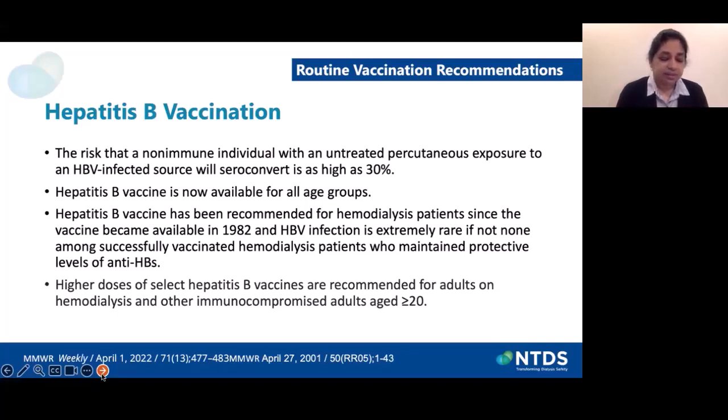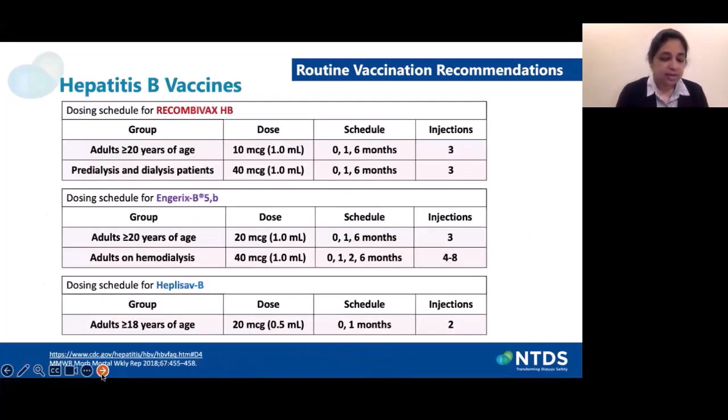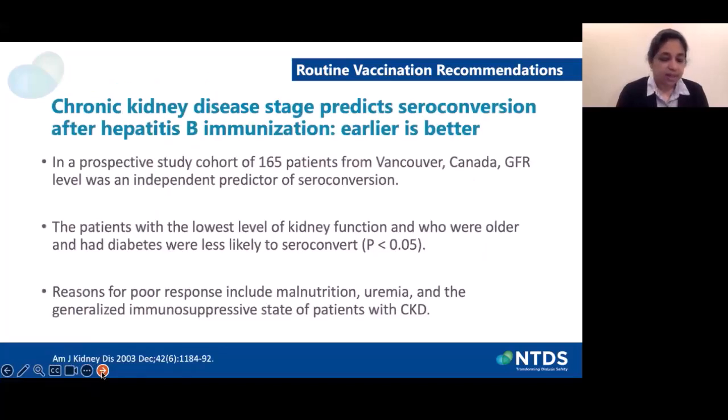Higher doses of certain vaccines are indicated for adults on hemodialysis and other immunocompromised adults aged 20 and older. Commonly available hepatitis B vaccines and their dosing regimens are shown here. The newer vaccines, such as Heplisav-B, have simpler dosing recommendations. Hepatitis B vaccine is encouraged before the patient starts hemodialysis. In a small Canadian study, the patients with the lowest level of kidney function, who were older, and had diabetes were less likely to seroconvert.